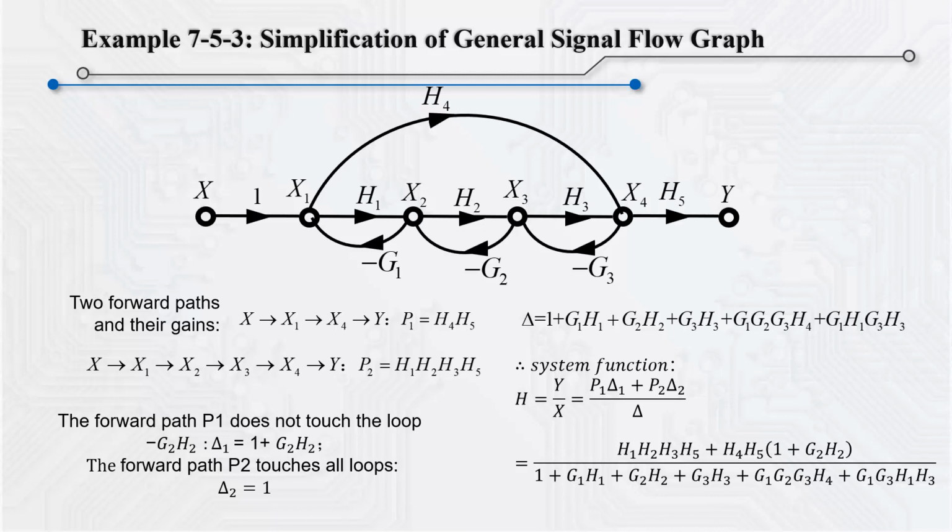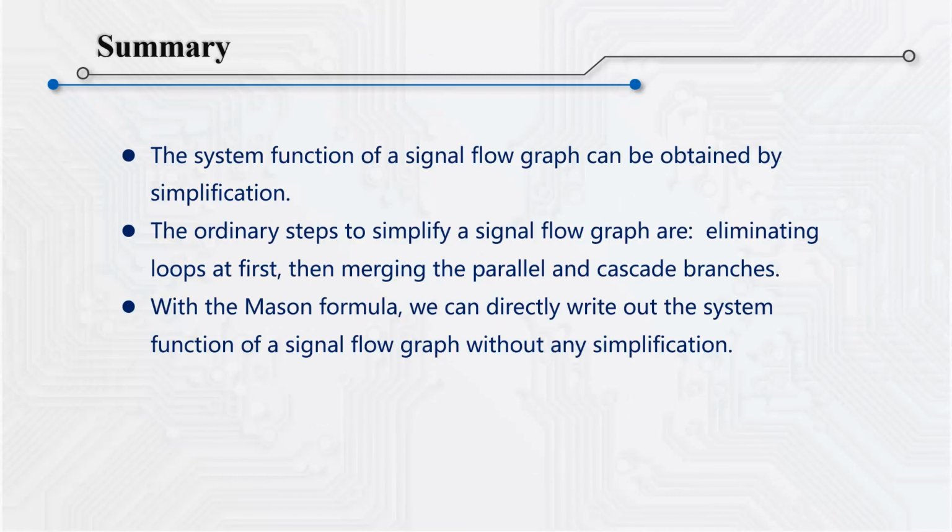Now we can obtain the system function of this system based on the above results and the Mason formula. Its denominator is the characteristic determinant and the numerator is P1 delta 1 plus P2 delta 2. Finally, let's make a brief summary of this lesson. Firstly, the system function of a signal flow graph can be obtained by simplification. Secondly, the basic steps to simplify a signal flow graph are eliminating loops at first, converting them to self-loops, then merging the parallel branches and cascade branches.